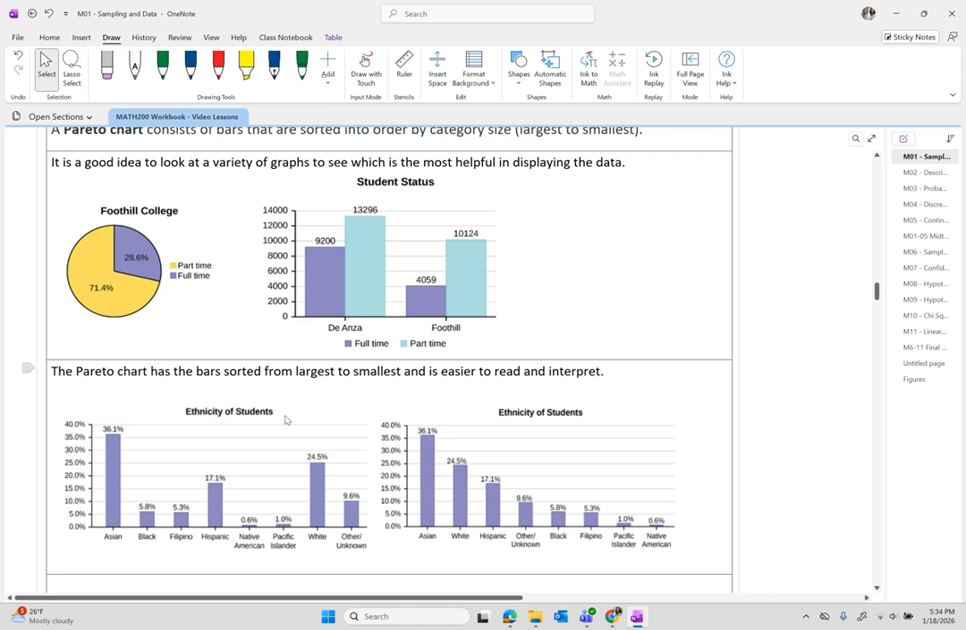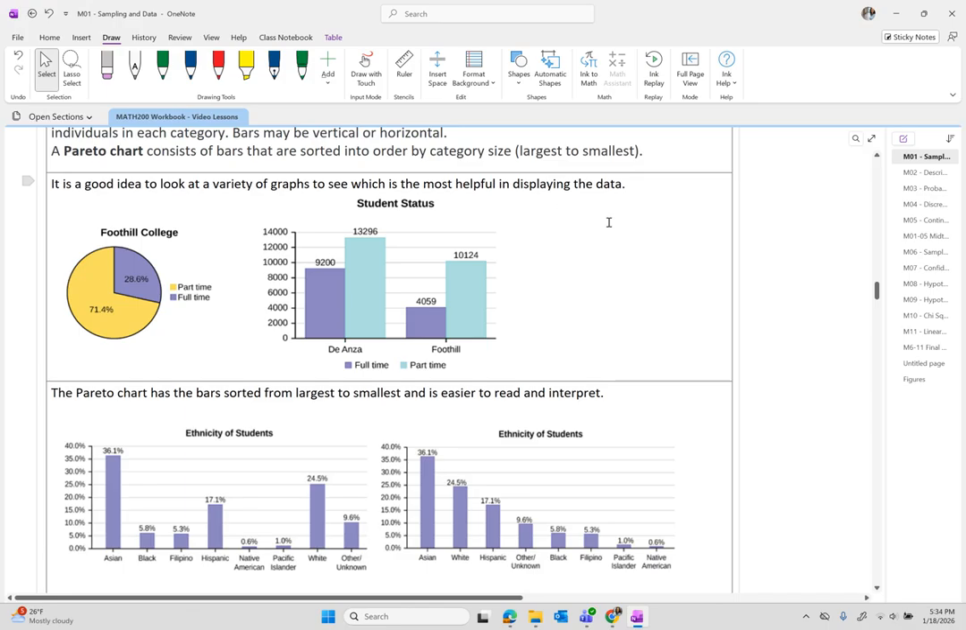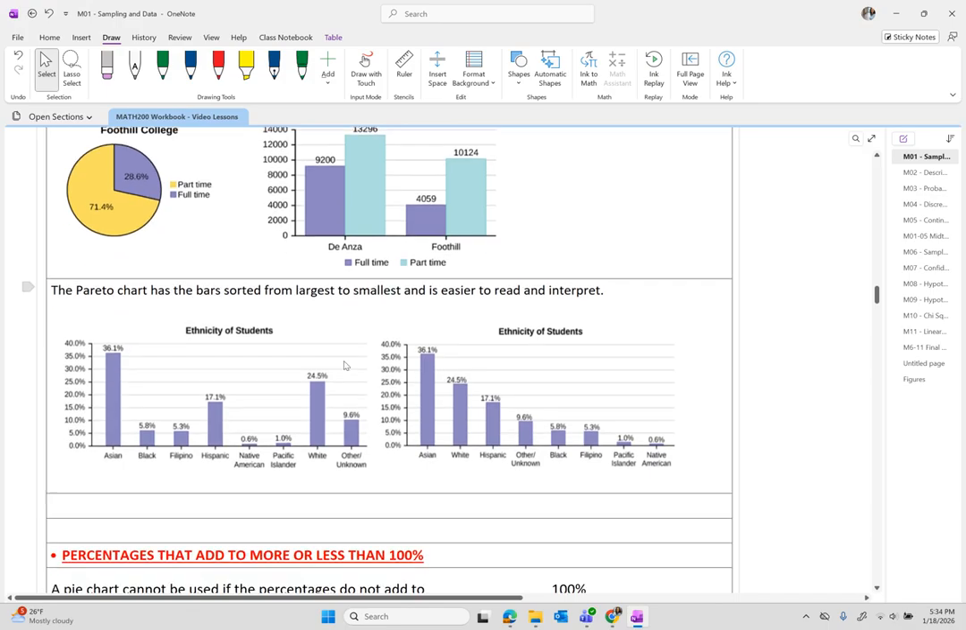Now, a bar graph of ethnicity of students could be helpful because it does demonstrate the amount of students or the percent of students in each category, but a Pareto chart consists of bars that are sorted in order by category, largest to smallest. So there is a way to change the bar graph and order the categories in order of most populated. Here the Pareto chart makes it easier to see that in that college there are more Asian students, and then the next most popular category is white, and then Hispanic, and then other unknown. Black and Filipino are about 6% and 5%, and Pacific Islander and Native American would be in lower categories.